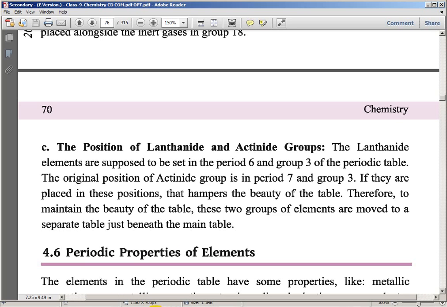Why are these elements not placed in the main periodic table? The lanthanide series elements are supposed to be set in group 3 of the periodic table, and the original position of the actinides is in period 7 and group 3. If they are placed in this position, it hampers the beauty of the periodic table. Therefore, to maintain the beauty of the table, those two groups of elements are moved to a separate table just beneath the main table. Okay, for this reason.